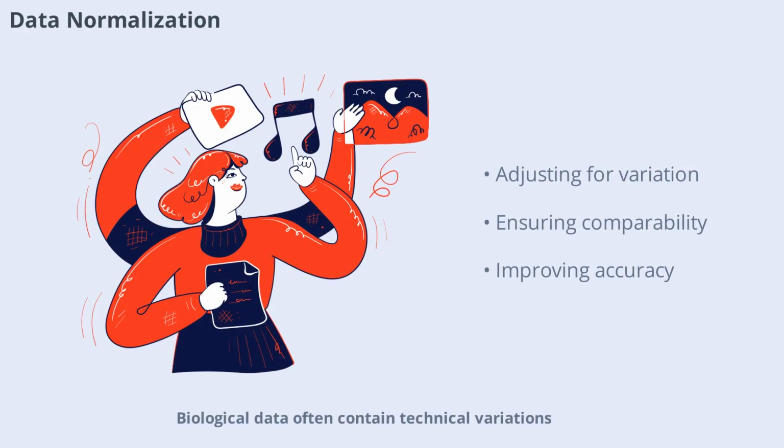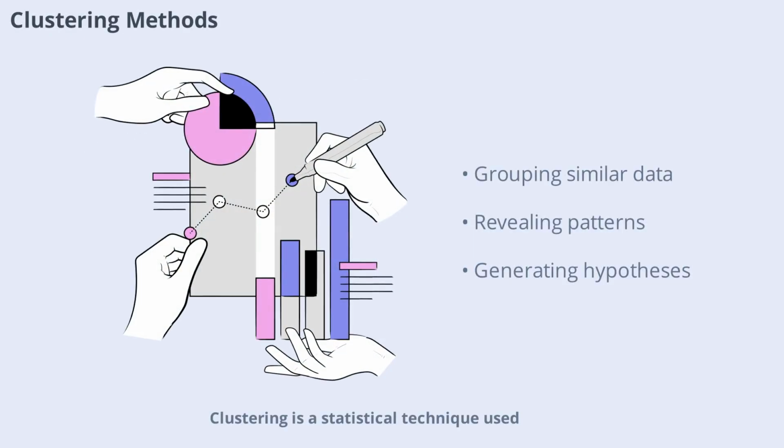Biological data often contain technical variations that can obscure true biological signals. Data normalization is a statistical process that adjusts for these variations, making datasets comparable across samples or experiments. For example, in RNA-seq studies, normalization accounts for differences in sequencing depth and gene length. Proper normalization is crucial for accurate downstream analysis, such as identifying differentially expressed genes or clustering samples based on expression profiles.